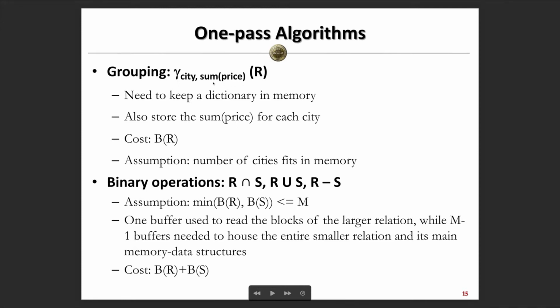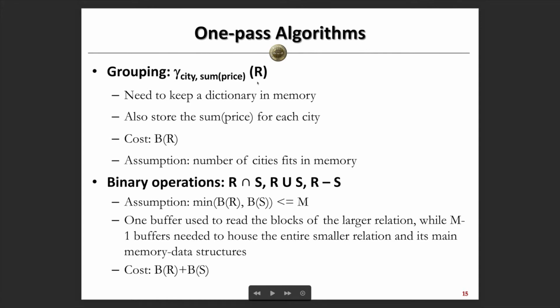We calculate the sum of the price. In other words, we group according to the city, and for each group, we calculate the sum of all the prices of the houses inside the city. The result will also be one relation with two columns. The first column is the city. The second column denotes the sum of the price of houses inside the city. The number of rows of the result depends on how many cities we have in this relation.